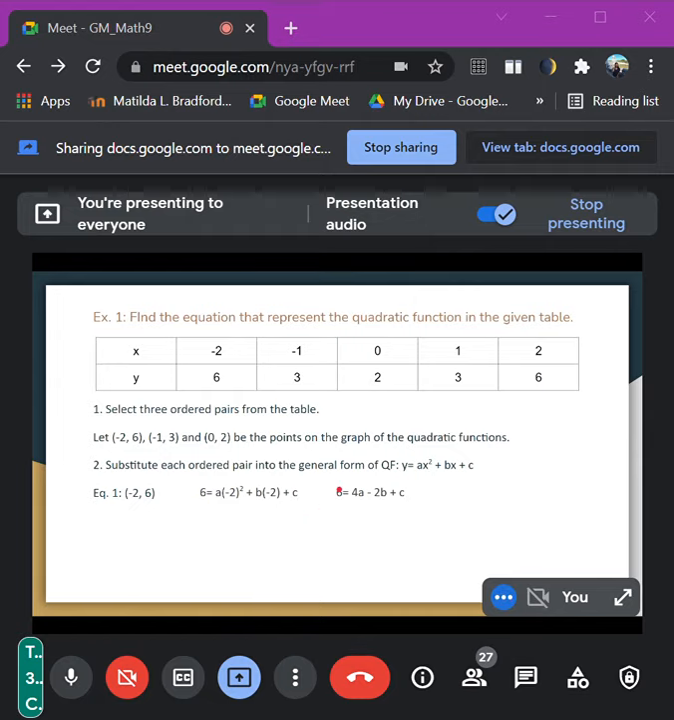That is 6. And then negative 2 squared, that is 4, so that is 4a. And then, since it is negative 2, minus 2b, and then plus c. So that is now your equation number 1 from your given ordered pair. Do you understand where the 6 equals 4a minus 2b plus c came from? Or do you have any questions?